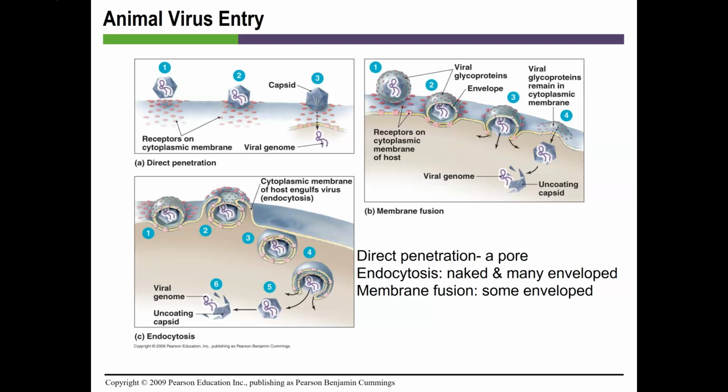That mechanism of fusing the two membranes together dumps the viral capsid inside of the cell. Again, the cell dissolves the capsid to expose the viral genome. Those are the three mechanisms of getting an animal virus inside the cell.